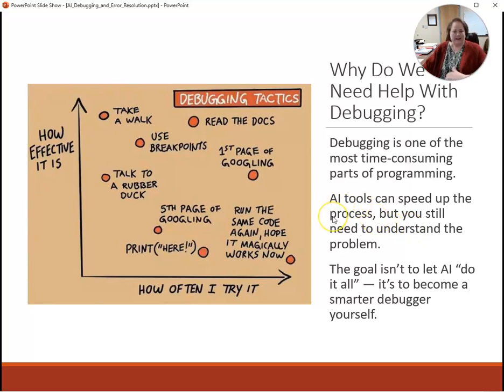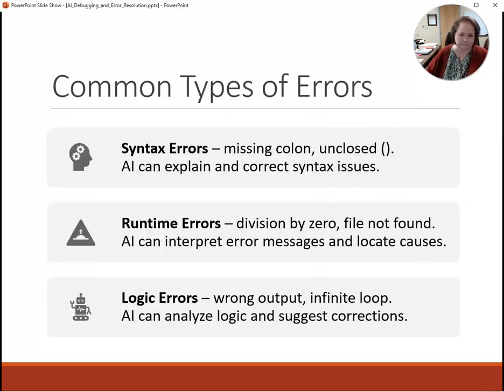And so with AI, we can learn to use these tools to help us speed up the process, but there is going to be no replacement for you still understanding the problem and understanding how to fix it. AI can help you get there, but it's not going to be the magic answer to everything. So the goal, of course, as we've been saying so far, isn't to let AI do it all, but to let AI help you become a smarter debugger.